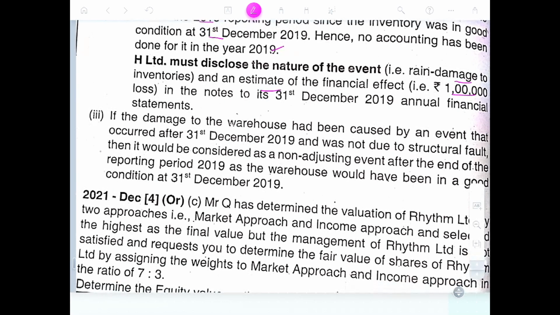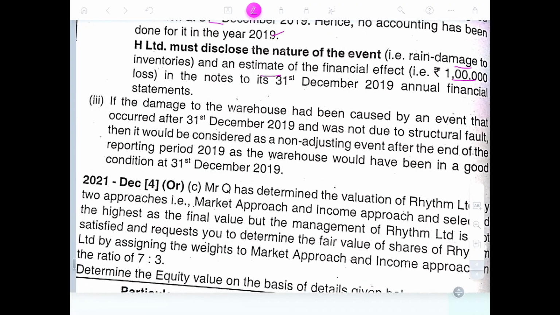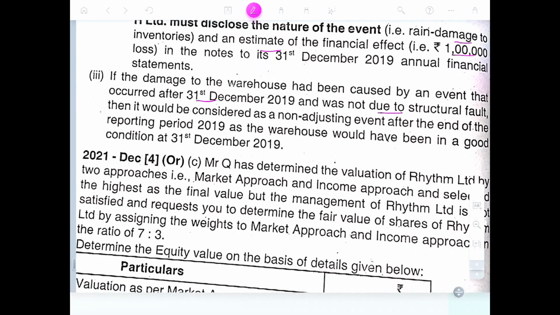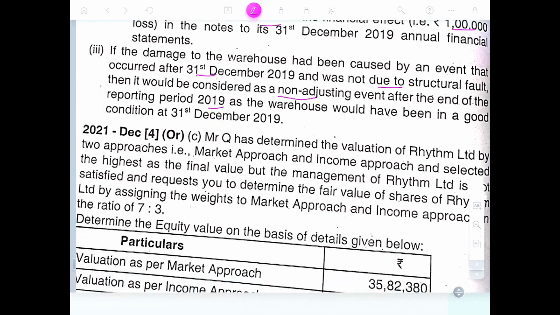31st December annual financial statements. The damage caused by the event that occurred on 31st December was not due to a structural fault. It will be considered a non-adjusting event after the end of the reporting period, and the warehouse was in good condition on 31st December 2019.